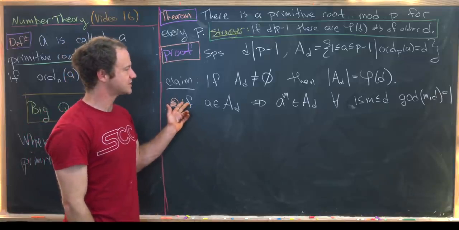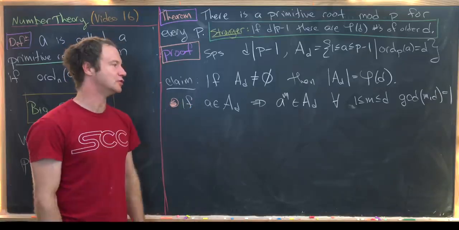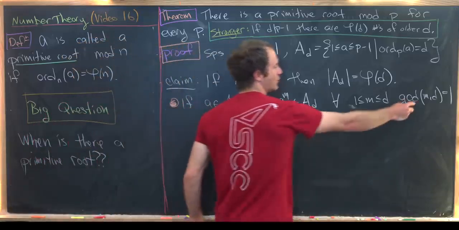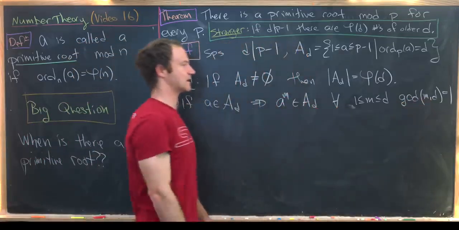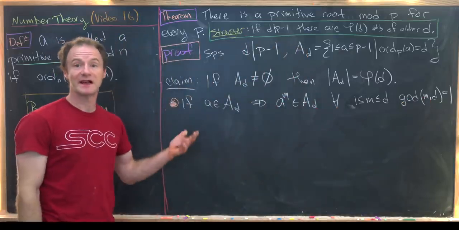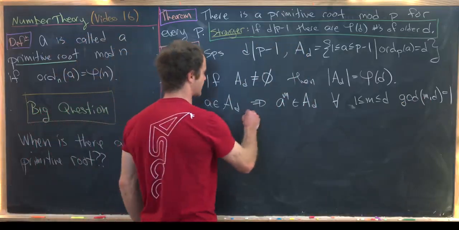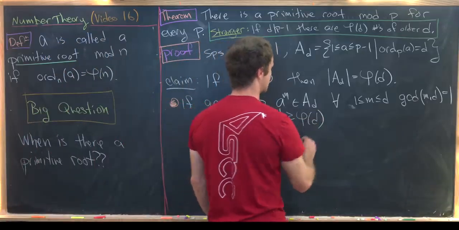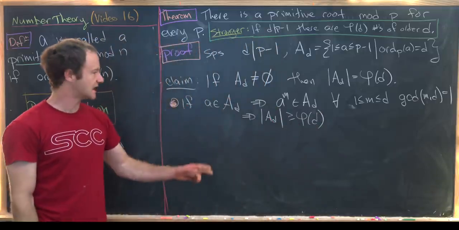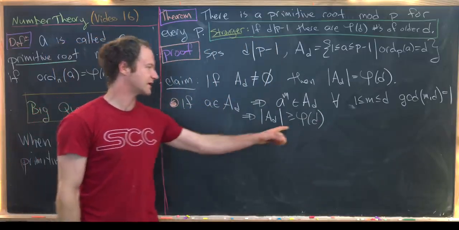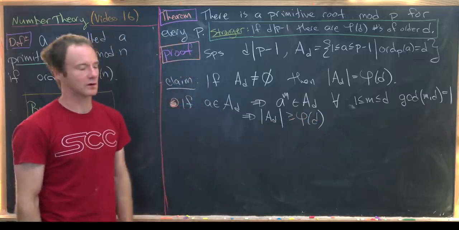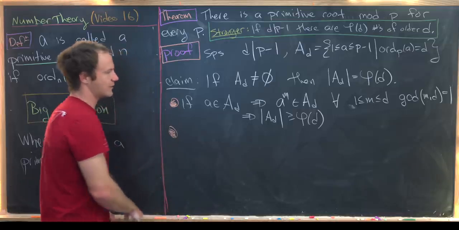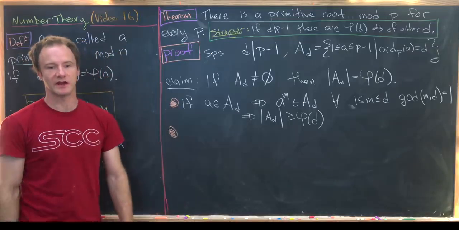Okay, but let's notice that that gives us a bunch of new elements that are in A of d. How many new ones of them? Well, we've got exactly the number of things that are relatively prime to d, but that's defined by phi of d. So in other words, we've got the number of elements in A sub d is bigger than or equal to phi of d. Again, because if we've got something in there, we can create at least that many more of them.